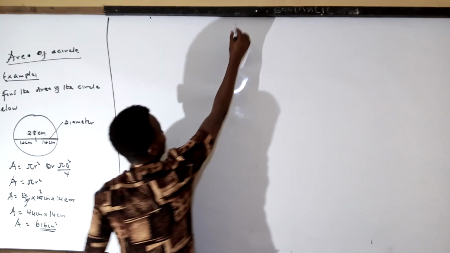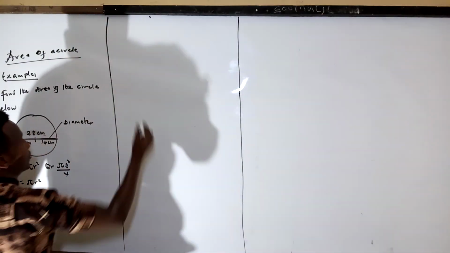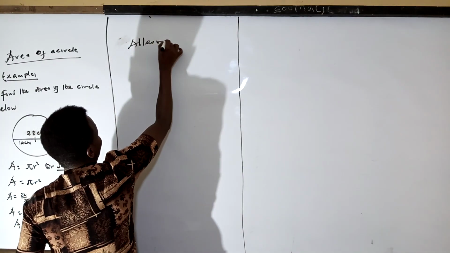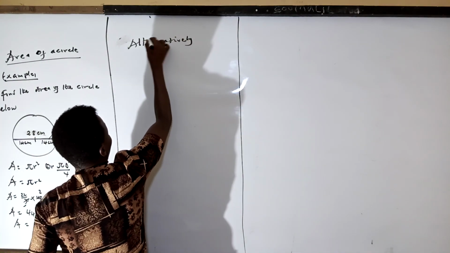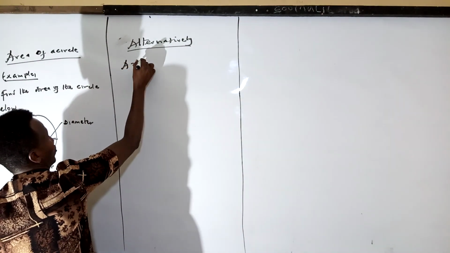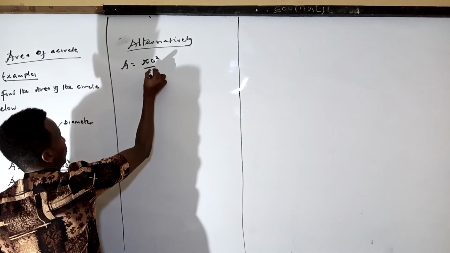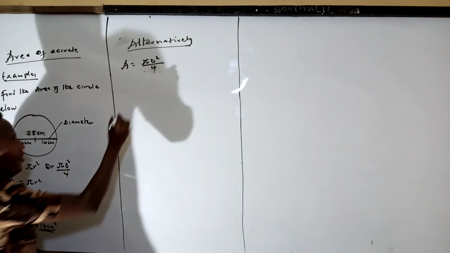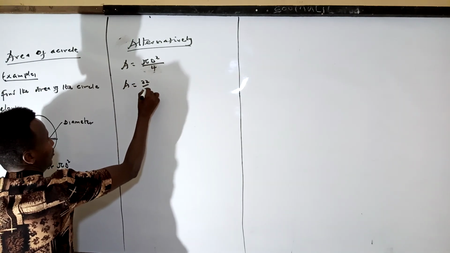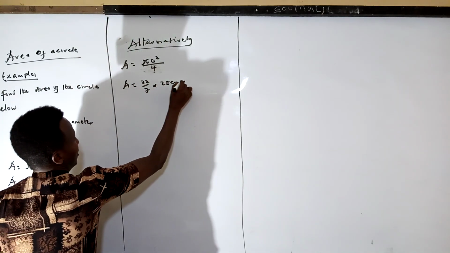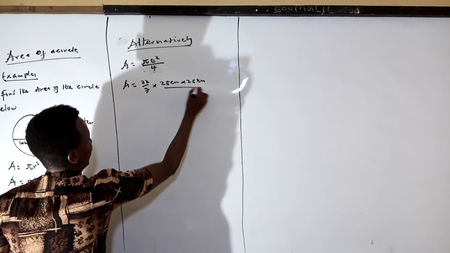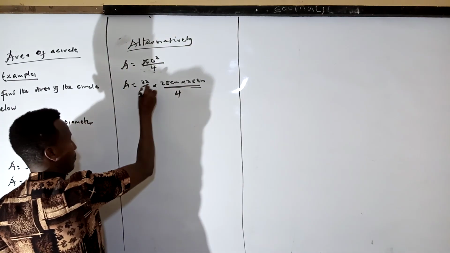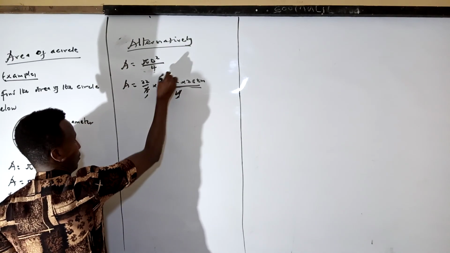You can also use the second formula. Alternatively, you can say area is equal to πd²/4. You can use this formula. You can say area is equal to π times d², 28 centimeters times another 28 centimeters, divided by 4. Don't forget that. Divided by 4. Then 7 into 28 is 4, 4 into 4 is 1.